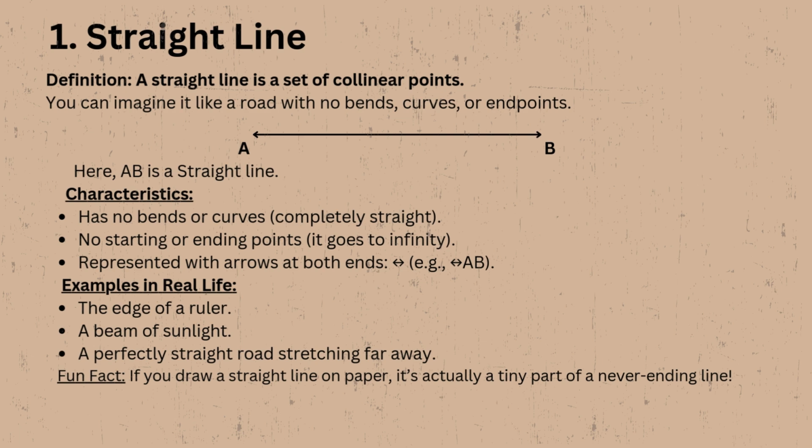The line's characteristic is it doesn't have any bends or curves, it's completely straight. It doesn't have any starting point or ending point, it goes to infinity. As you can see that I am using an arrow symbol because it means that it's continuous going forward. Then to understand it better, I have given some examples. You can see the edge of a ruler is a straight line, a beam of sunlight, a perfectly straight road without going left or right, stretching just forward without having any bends or curves.